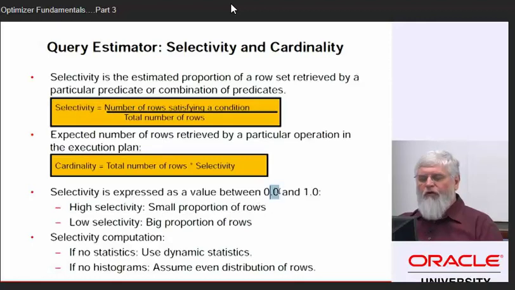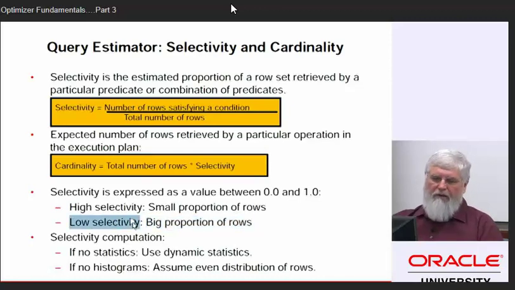Okay. And the optimizer likes predicates that have high selectivity, that really filter the data a lot. We can reduce the data quickly. The earlier we can reduce more data, the cheaper it is to process the statement.